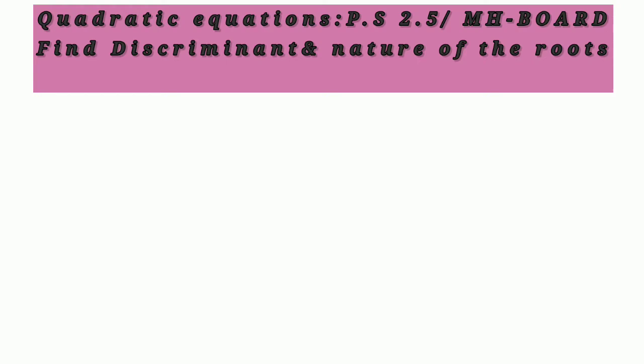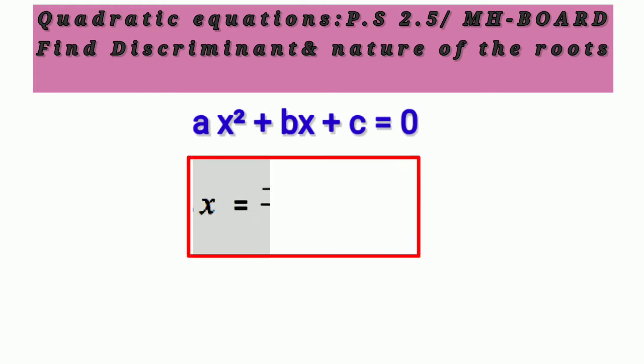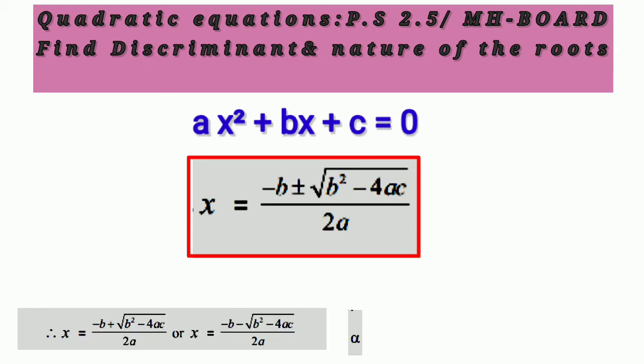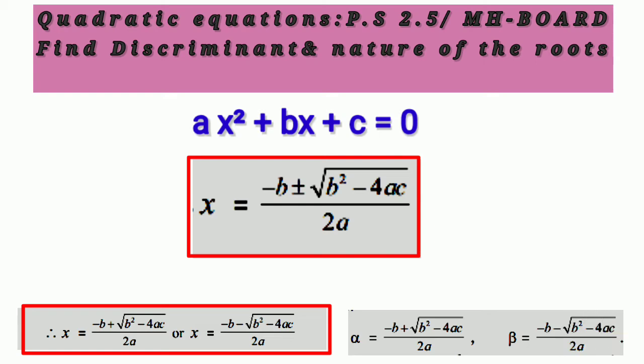The standard form of a quadratic equation is ax square plus bx plus c equals 0. The formula to solve this equation is x equals minus b plus minus root of b square minus 4ac, by 2a. On substituting values of a, b, c in this equation, we get two values of x, or two solutions, also called two roots of the equation.